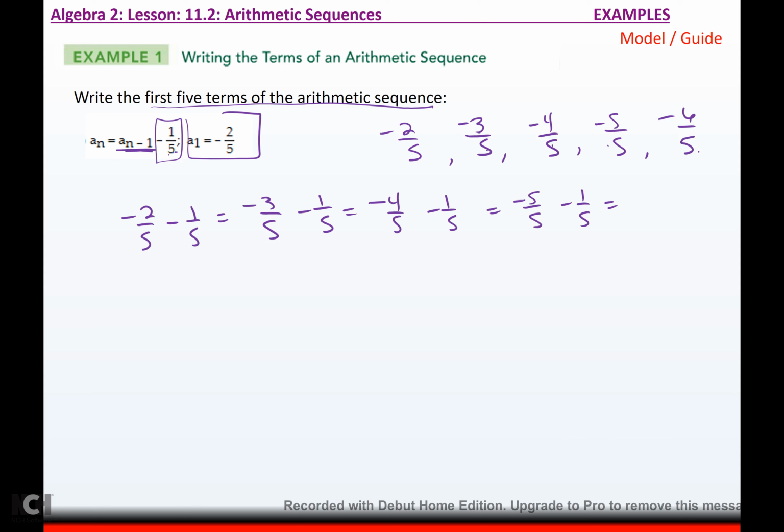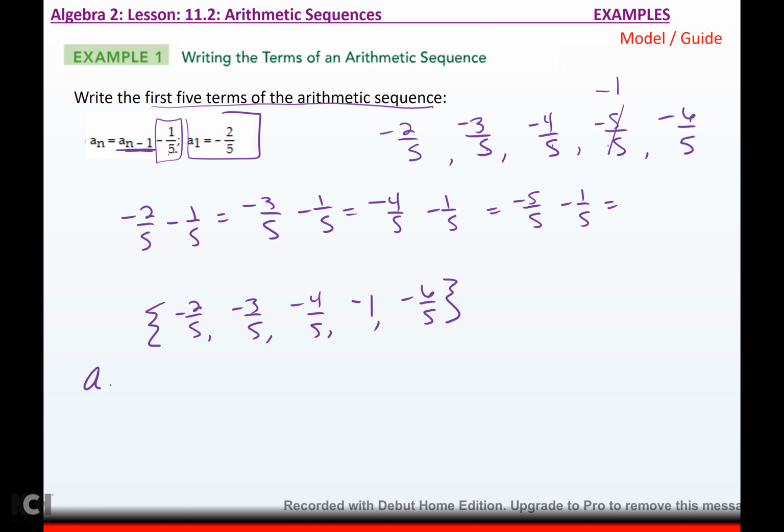Now, if I was writing my answer out, if I could reduce or simplify these fractions, I would. Like this one, I can write as negative 1. So my solution would be negative 2/5, negative 3/5, negative 4/5, negative 1, and negative 6/5. That would be the first 5 terms of my arithmetic sequence. Okay?